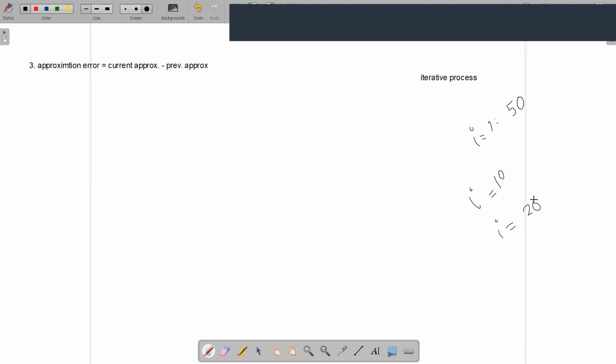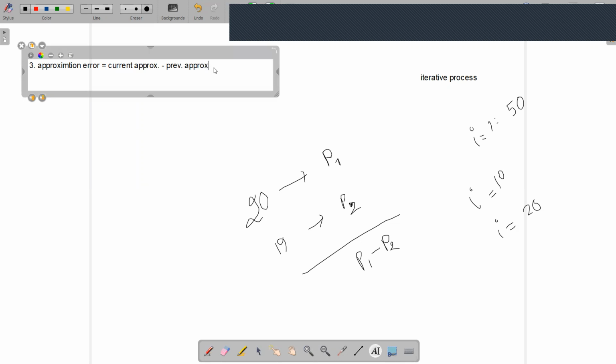So for example, in the 20th approximation, you have a result, say P1. In the previous one, you had a result of P2. Which one will be better? P1 will be the better one, because it is the latest, the further approximation that you made. The difference between these two, P1 minus P2, is your approximation error. So how much improvement you are making, that is your approximation error.